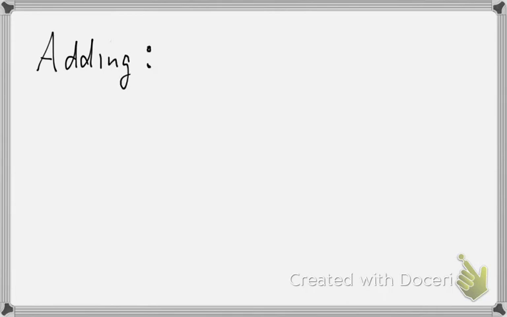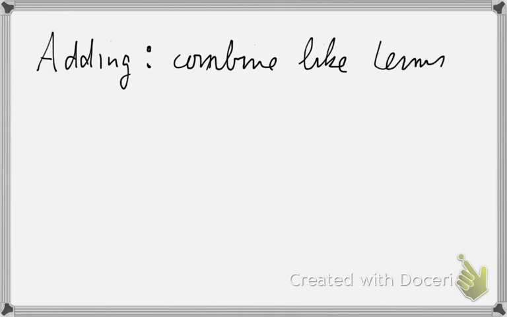So how do we add polynomials? Well, that's actually easy. To add polynomials, all you have to do is combine like terms. You guys know how to combine like terms? Oh, hopeful for you guys. Okay.